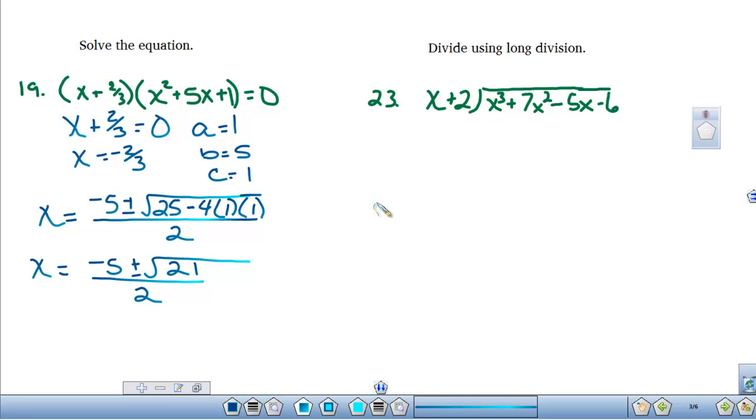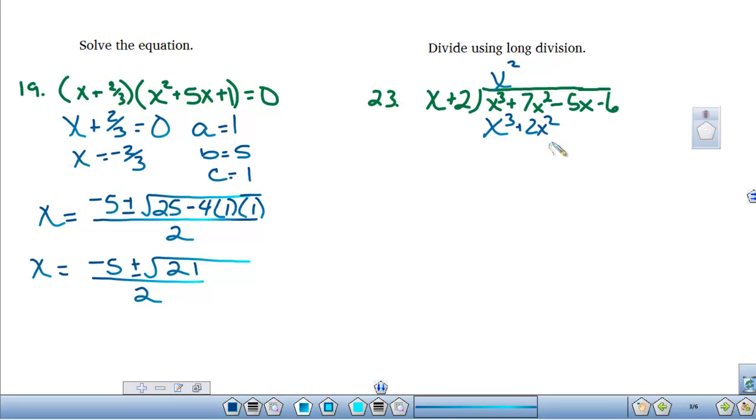Next, on number 23, we're going to practice long division again. First, I want to make sure that we don't have any missing exponents. So look and see, 3, 2, 1, 0, we're good to go. And we're going to start by taking x and asking how many times it will go into x cubed. And the answer is x squared. And then multiply x times x squared to get x cubed, and 2 times x squared to get 2x squared.